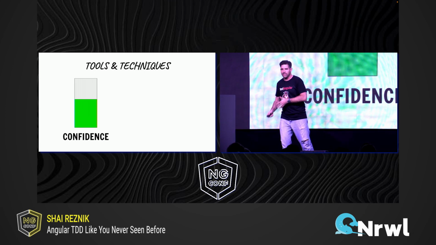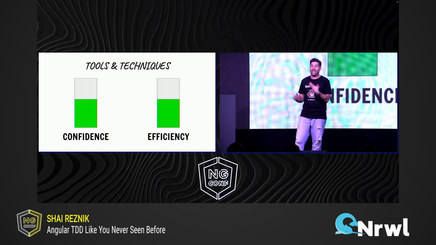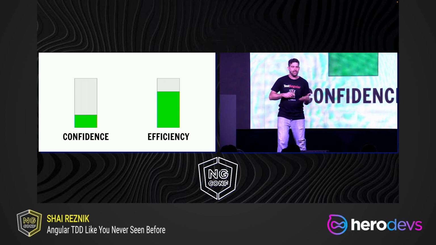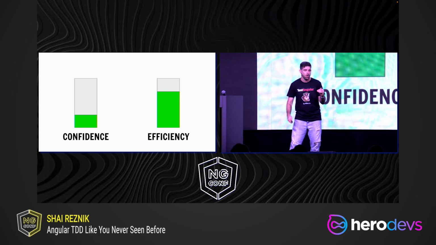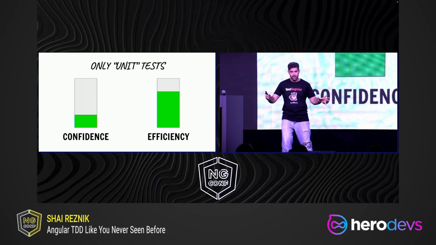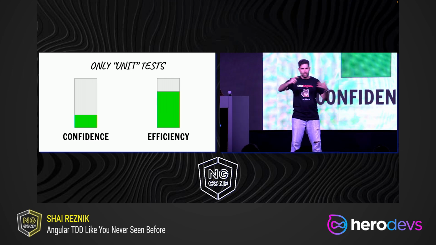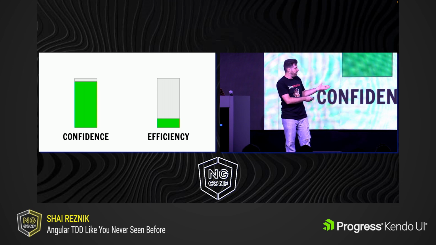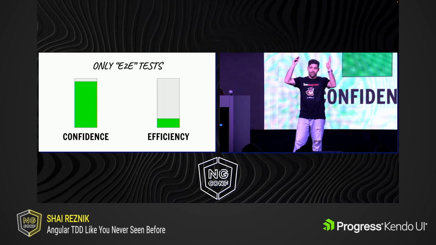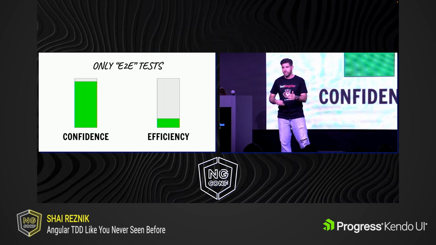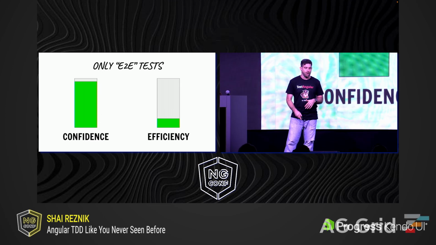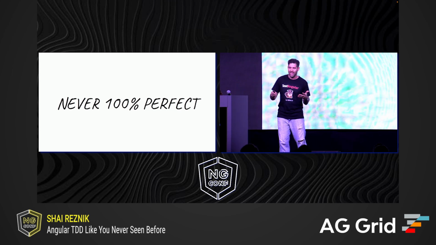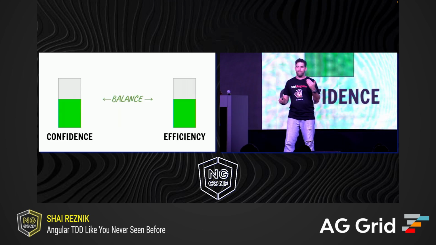But over the years, I learned that it's not only about confidence, it's also about efficiency. Because sometimes we can have a tool or a strategy that gives us high efficiency but low confidence, like only unit testing and no integration or end-to-end tests. And sometimes the other way around, like only end-to-end tests where we have high confidence but low efficiency because they break a lot and they are the slowest. So while we can never get to 100% perfect, we want to find a balance.